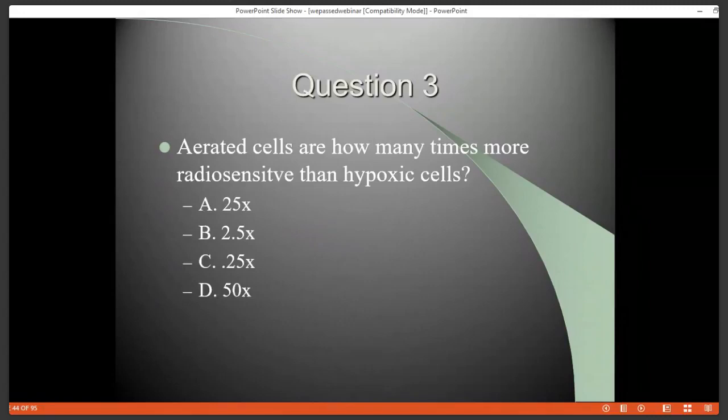So question 3, aerated cells are how many more times radiosensitive than hypoxic cells?